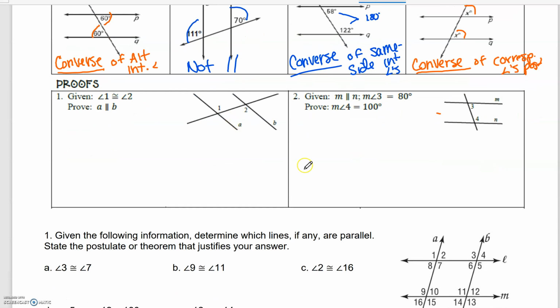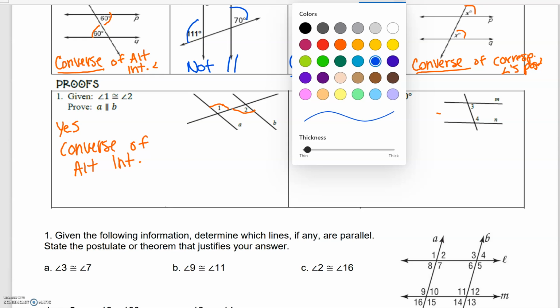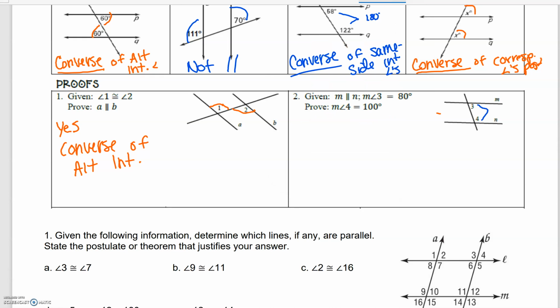All right, so down here, can we prove parallel if 1 is congruent to 2? Alternate interior being congruent? Yes, by the converse of alternate interior angles. All right, over here it's giving us that 3 and 4. Oh, it's saying these are parallel. And then if 3 is 80 and 4 is 100, those add up to 180. So I guess actually we're trying to prove if 4 is 100.